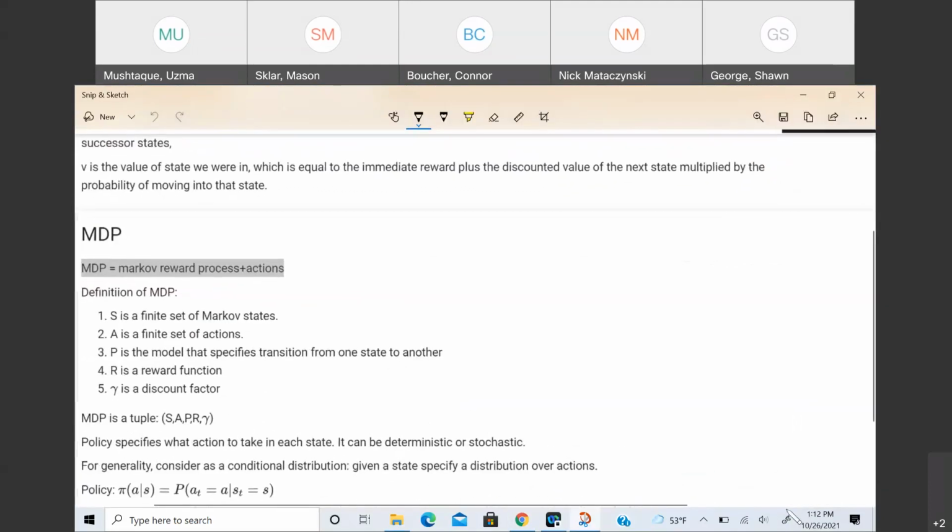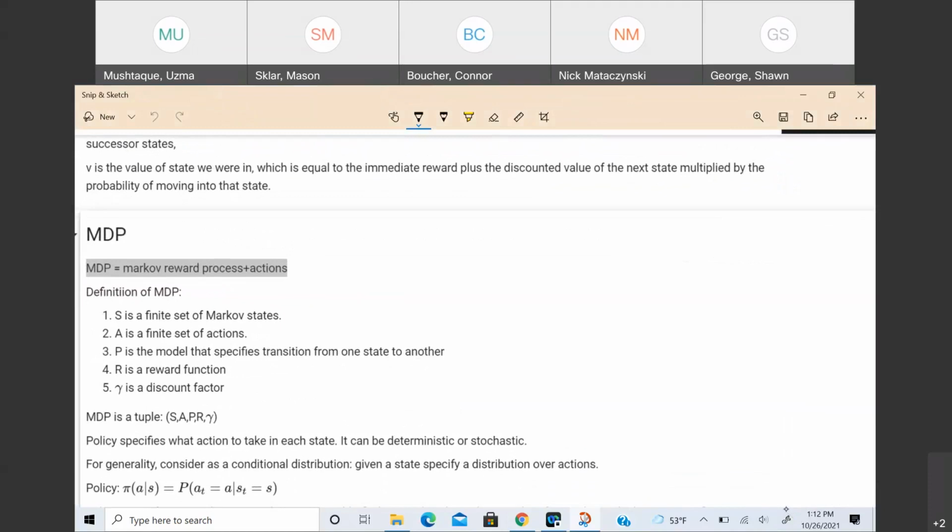So let me just write it down. Eventually what we are looking at is the value of taking action A when in state S under policy pi. The policy is, let's say, some pi. We'll talk more about it next time. State S, and there is an action as well.